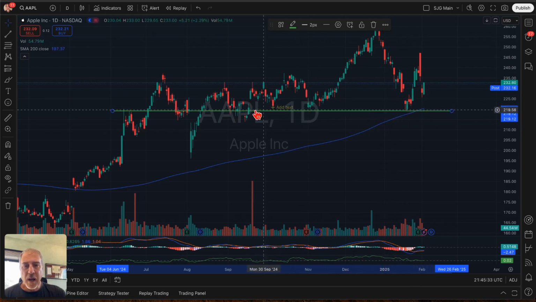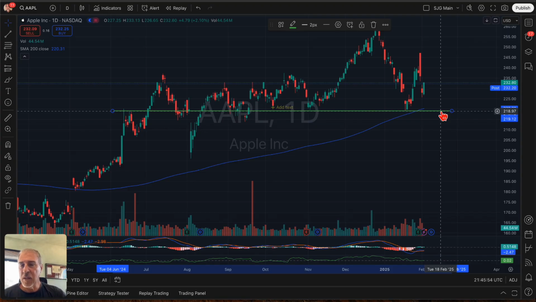So right now, I would have that drawn in here as a potential area for future support. Does that mean it's always going to hold? Of course it doesn't mean that. But it gives us a little bit maybe of an edge. Maybe it gives us a 5% or a 10% edge when we're evaluating a trade.